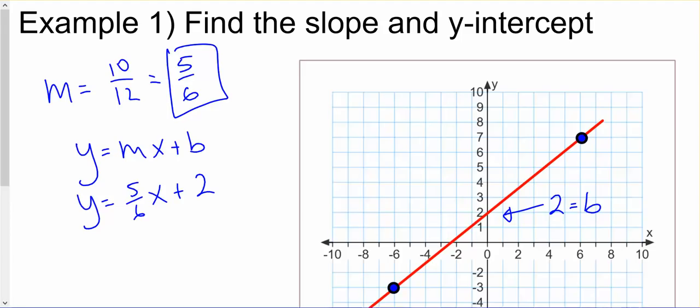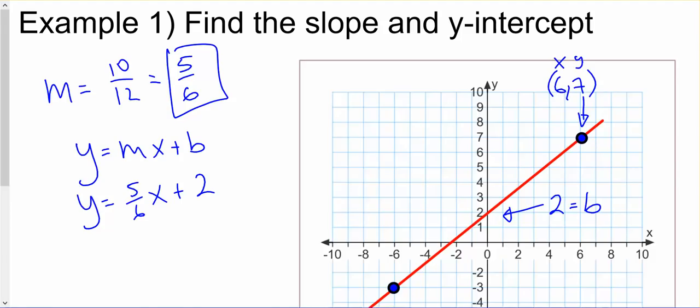So if we wanted to, we could substitute in any one of these points. Like we could substitute in this point, and it would work in this equation. Let me show you. This point is the point (6, 7), right? Our x value is 6 and our y value is 7.